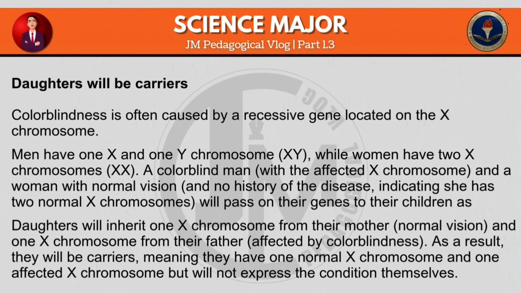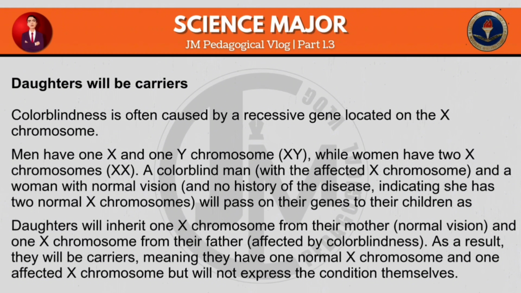Color blindness is often caused by a recessive gene located on the X chromosome. Men have one X and one Y chromosome, XY, while women have two X chromosomes, XX. A colorblind man with the affected X chromosome and a woman with normal vision and no history of the disease, indicating she has two normal X chromosomes, will pass on their genes to their children as follows.